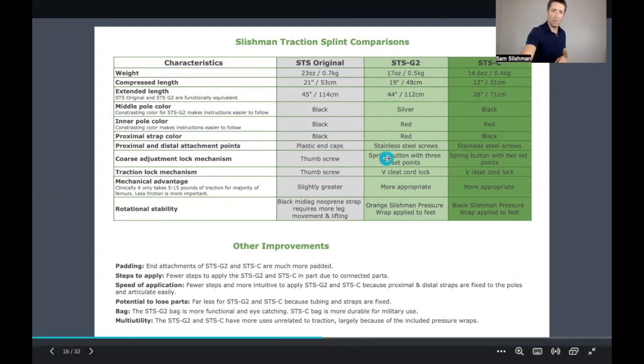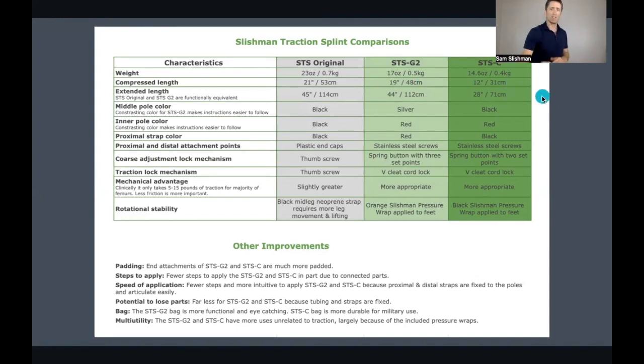23 ounces for the original, 17 ounces for the G2. The STS-C is 14.6 ounces, so it's quite light. You can see the length differences. I'm not going to read all the numbers to you. The inner pole, the middle pole color is silver for the G2. I wanted to have some color differentiation to make it easier for people to understand the instructions. So it's more than just pull the middle pole. Look for the silver pole, pull that out.